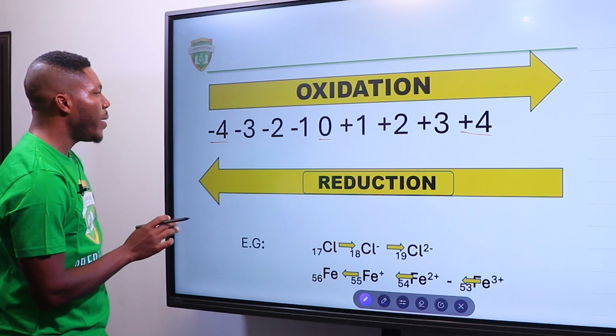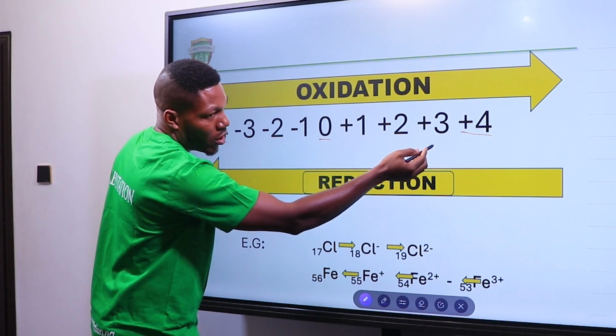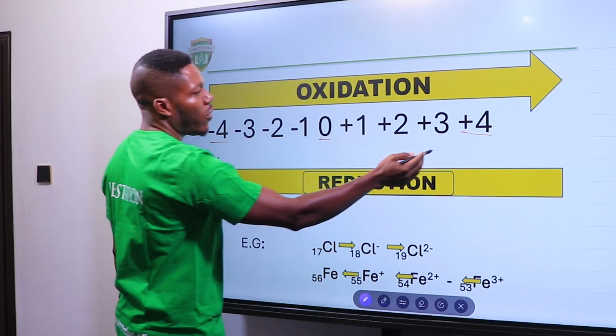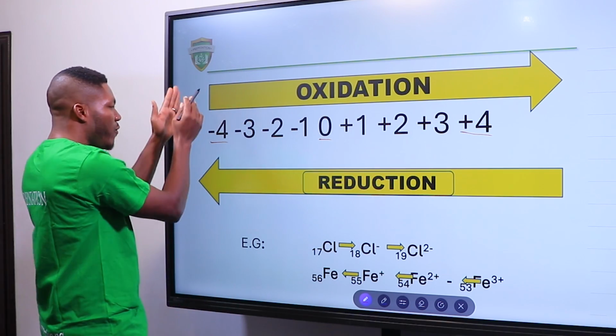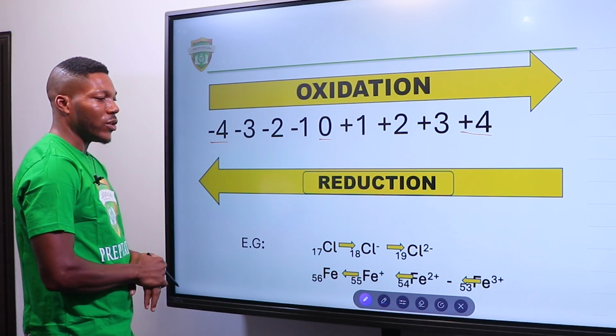Meaning that if a compound contains -4 and another contains +4 as a charge, the one with -4 contains more electrons than the one with +4. So if we are going from left to right, we are losing electrons in that particular reaction. Now let's look at an example.